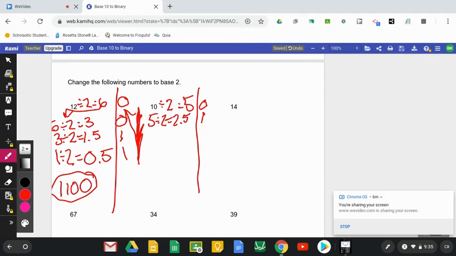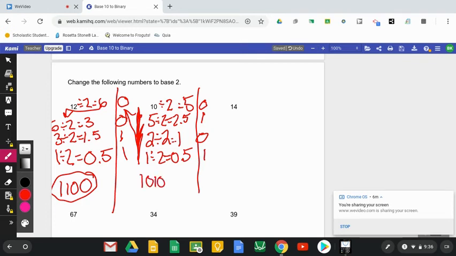Now I bring down whatever is in front, so I'm going to bring down a 2. 2 divided by 2 is 1. So this is 0. Bring that down. 1 divided by 2 is 0.5. So that's a 1. So for 10, bottom up: 1, 0, 1, 0.